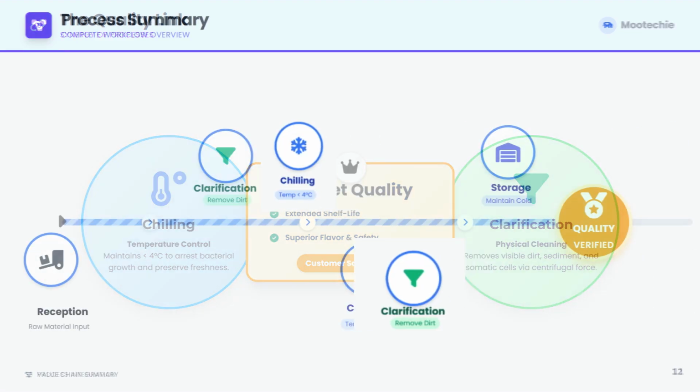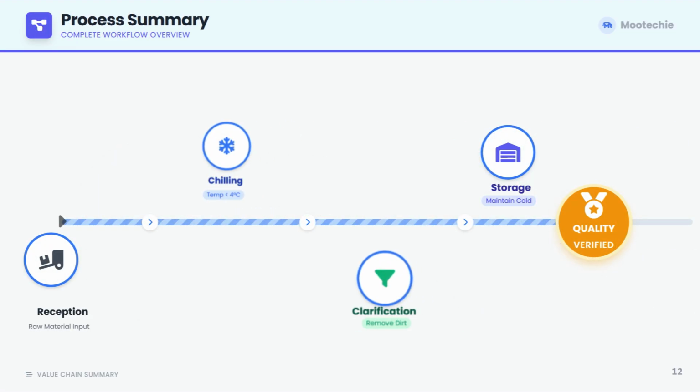The process summary illustrates the complete workflow: reception, chilling, clarification, storage. Reception ensures raw material quality. Chilling reduces temperature to 4 degrees Celsius. Clarification removes dirt. Storage maintains cold conditions until further processing. Finally, quality is verified before milk enters pasteurization.